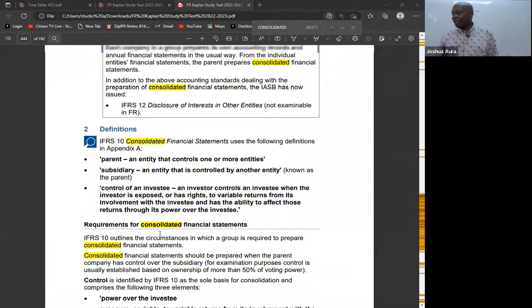Great. So, ladies and gentlemen, we are told here, definitions: IFRS 10, Consolidated Financial Statements, uses the following definitions in its Appendix A.